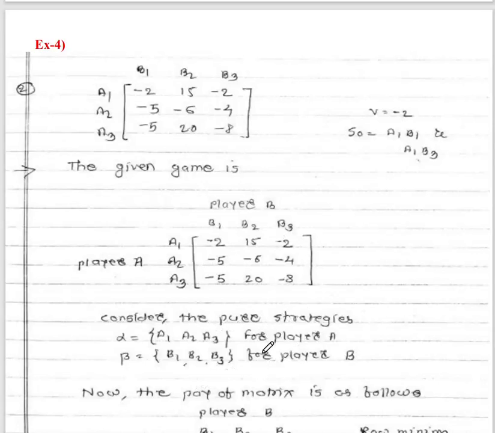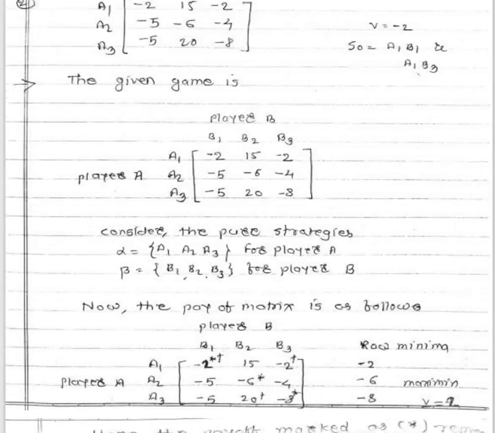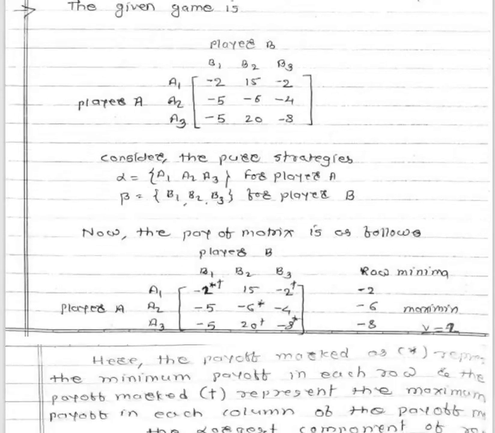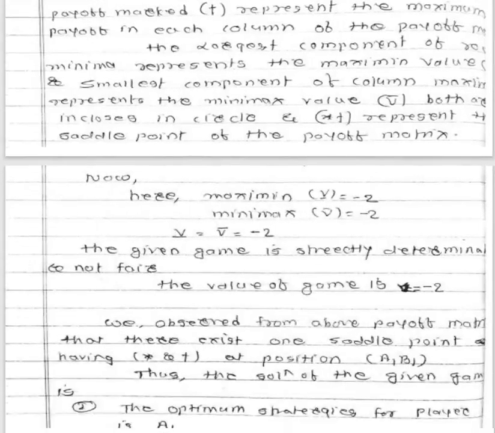Example number 4 is homework for you. You have to solve this problem. You can see how the problem is solved. This is again the same type of problem, where again one saddle point exists. So you can solve this as homework.